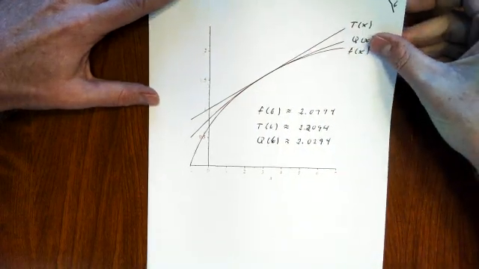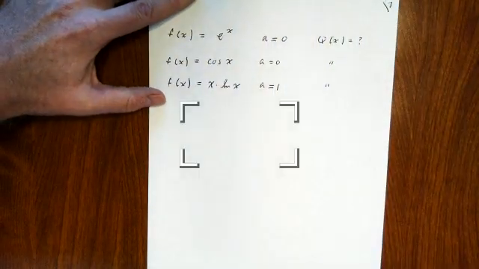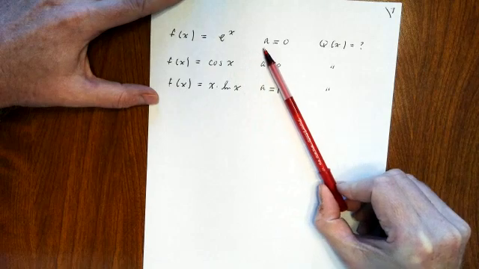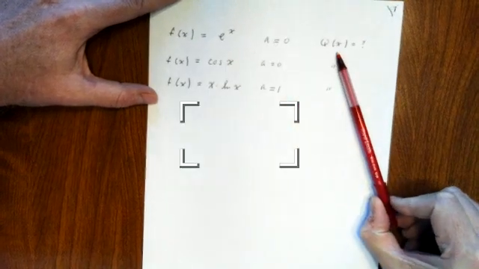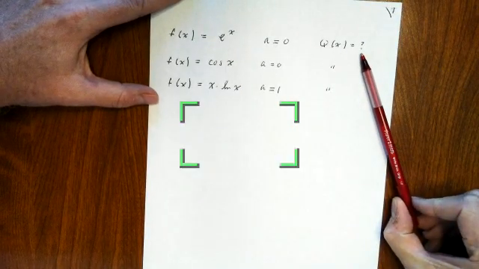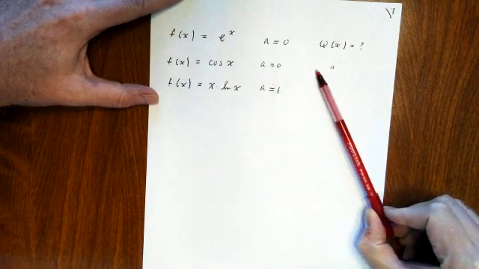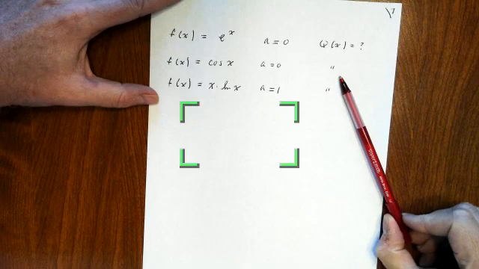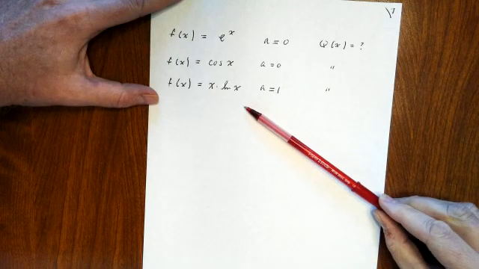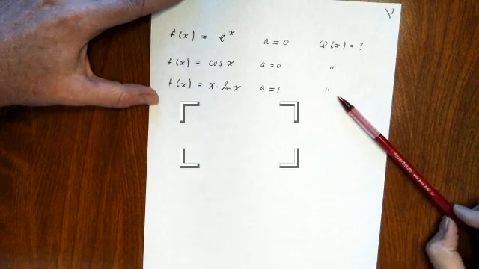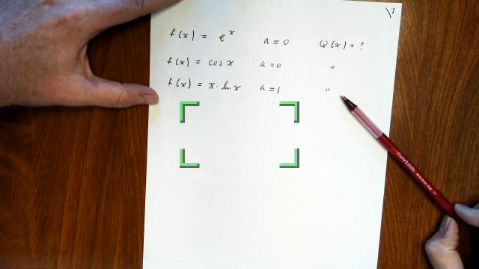What I would like for you to do in preparation for class: look at the function e to the x, at a equals 0. Find the quadratic approximation at 0. Do the same for cosine of x, a equals 0. Find the quadratic approximation. Then do the same thing for x times the natural log of x at a equals 1. Find the quadratic approximation.